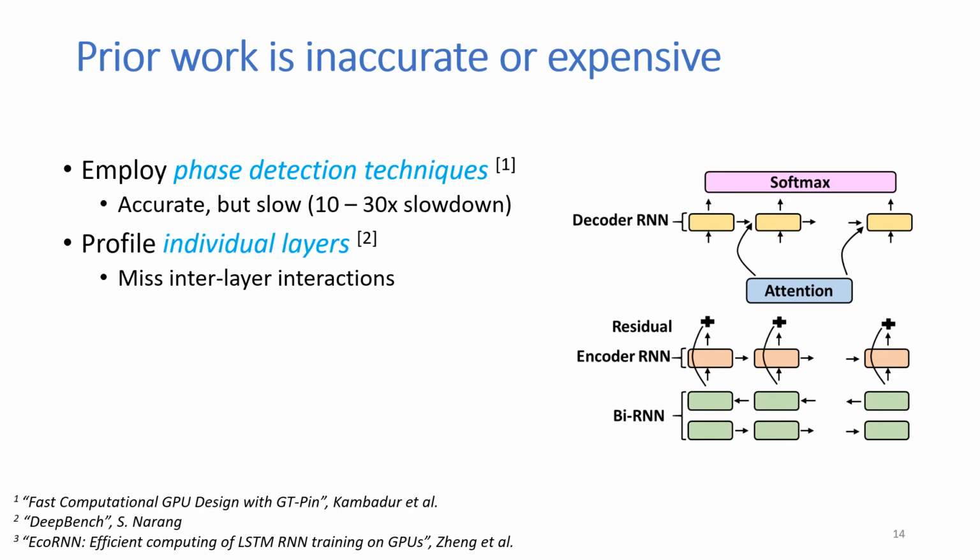But as you can see from the snippet of the GNMT model here, SQNNs have heterogeneous layers consisting of different types of RNNs, residual connections, attention, and softmax layers. And understanding end-to-end models is crucial for understanding where the bottlenecks really lie and to do cross-layer optimizations.